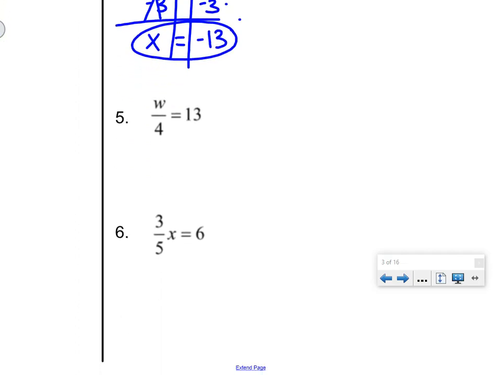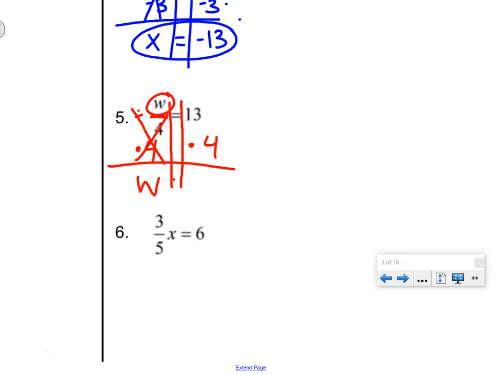W over 4, this fraction bar means we're dividing. So to undo division, we're going to multiply by 4. Multiply by 4. Multiplying and then dividing by 4 cancel out because they're opposites. We're left with W equals 13 times 4 is 52. Circle your final answer.